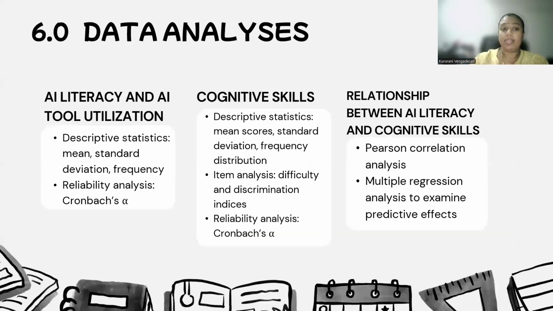So for data analysis, to analyze AI literacy and AI tool utilization, we will use descriptive statistics, which means we will find the mean, standard deviation, and frequency. For reliability analysis, we will use Cronbach's alpha. For cognitive skill, we will use descriptive statistics to find the frequency distribution, and then we will do item analysis to see the difficulty and discrimination of the items, and also reliability analysis using Cronbach's alpha. To analyze the relationship between AI literacy and cognitive skill, we will use Pearson correlation analysis and also multiple regression analysis to examine the predictive effects.